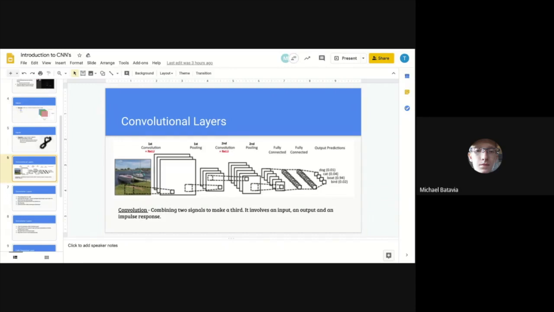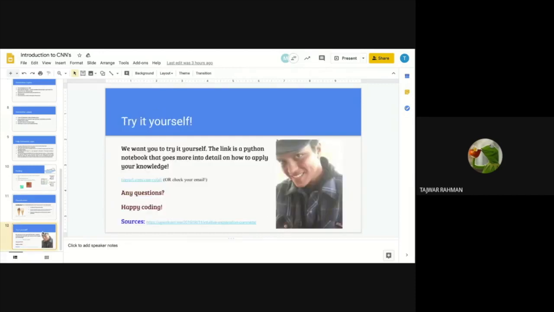notebook right now. So Tajwar, if you could just go to the last slide. I put the link in the Google Meets chat. Okay. So this is our lesson for today. If anyone's interested, we'll post the notebook on Facebook or on Discord or on the Hangouts.